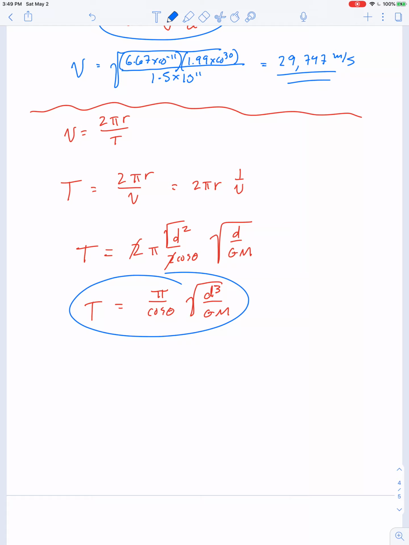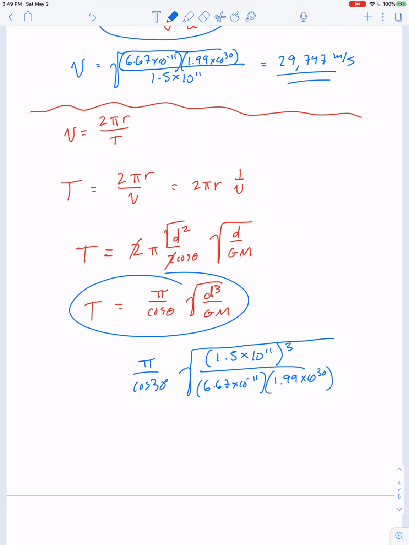What about the period? Pi divided by cosine of 30 degrees times the square root of 1 astronomical unit cubed, in other words 1.5 times 10 to the 11th cubed, divided by 6.67 times 10 to the negative 11th times the mass of the star. If that really is a solar mass, it's 1.99 times 10 to the 30th. So I find a period of 1.83 times 10 to the 7th.